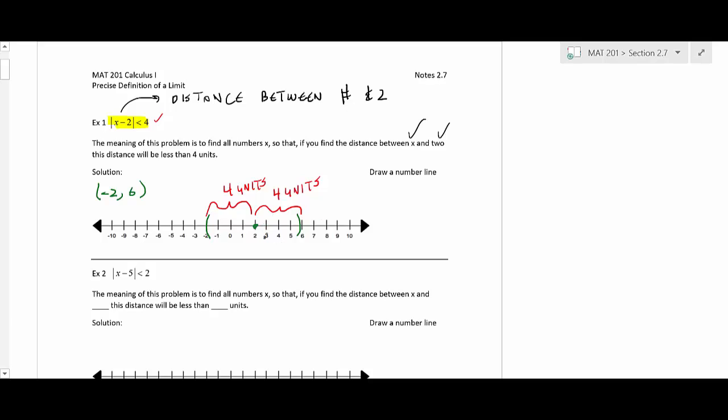Just think about this. If you took any number, like 3, the distance between 3 and 2 is 1. The distance from 4 to 2 is 2. The distance from 5 to 2 is 3. The distance from 6 to 2 is 4. So that's where those distances are going to be.